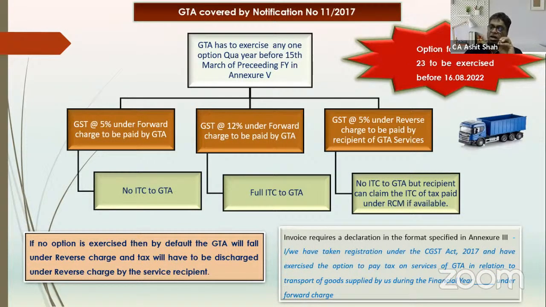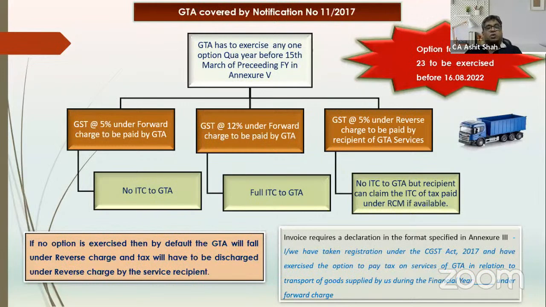If he follows RCM, he need not charge the tax, but the recipient will be liable to pay the tax. However, the recipient is eligible to avail the input tax credit if it is available to him. He has to check his eligibility. If he opts that yes, मुझे forward charge पे charge करना है, then again two options: 5% भर दो without ITC, 12% भर दो with ITC.